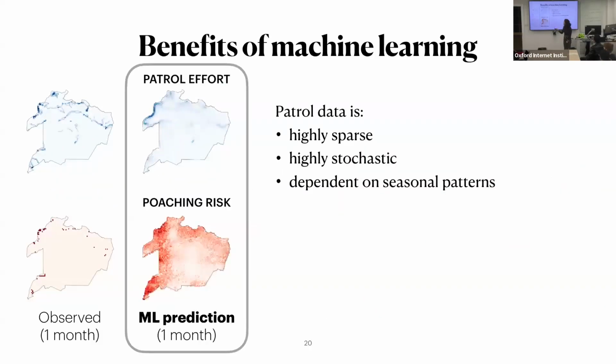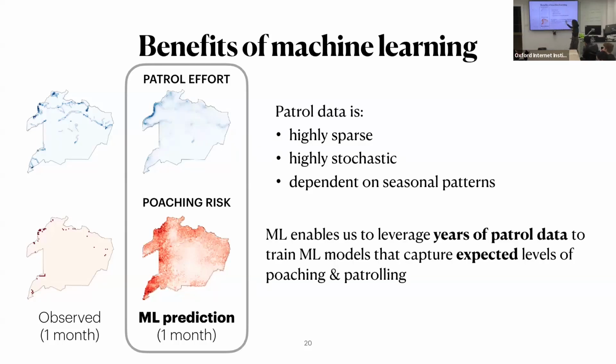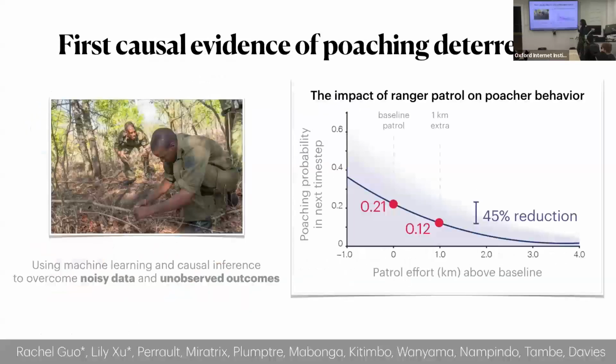So this is where we bring in machine learning to take this very messy, very noisy data, and instead of looking at a singular month of observations, we're able to use over 6 years of historical patrol data to learn much more smooth patterns about general levels of patrol effort and general levels of poaching risk. By building these machine learning models to create broader predictions of typical poaching patterns and typical patrol patterns, this enables us to make the inputs into our causal inference model much more reliable and much less sensitive to noise. And altogether, this approach enables us to provide the first causal evidence of deterrence in the context of ranger patrols.